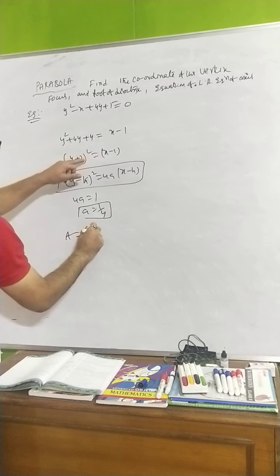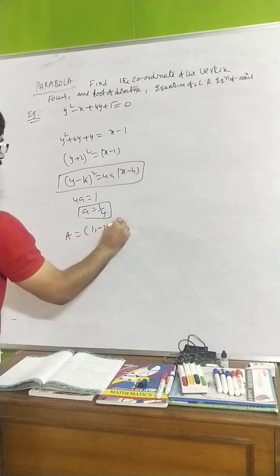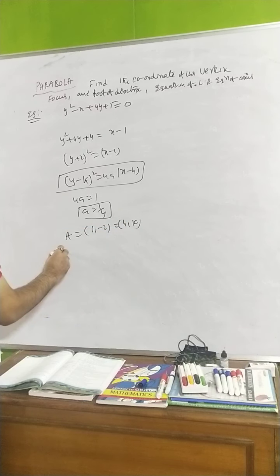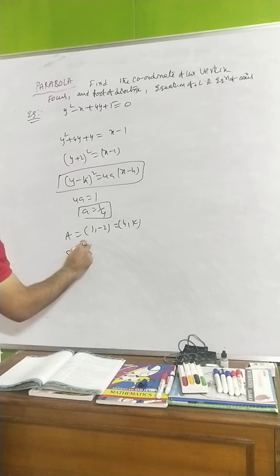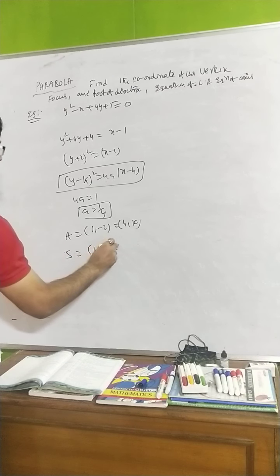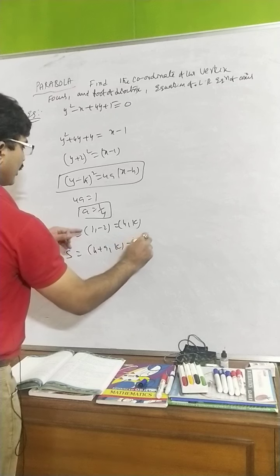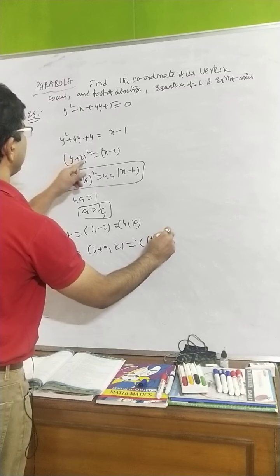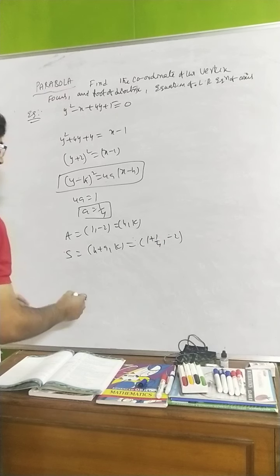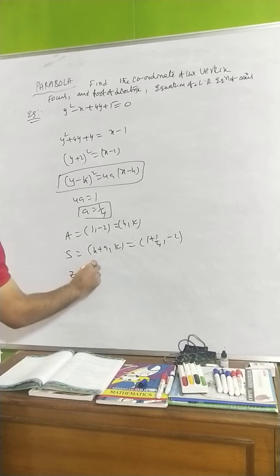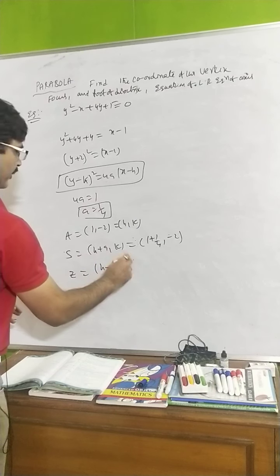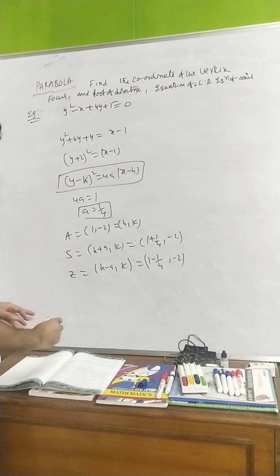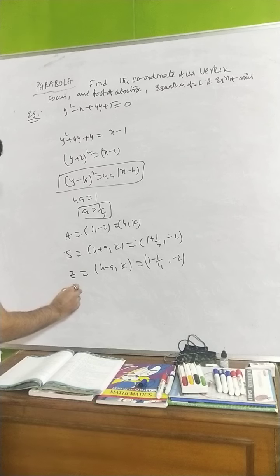And a you can write directly: 1 comma minus 2. This is h comma k. Now the focus: h plus a comma k, where h is 1, a is 1 by 4, k is minus 2. Z is equal to (h minus a, k), that is 1 minus 1 by 4, minus 2, you are getting here.